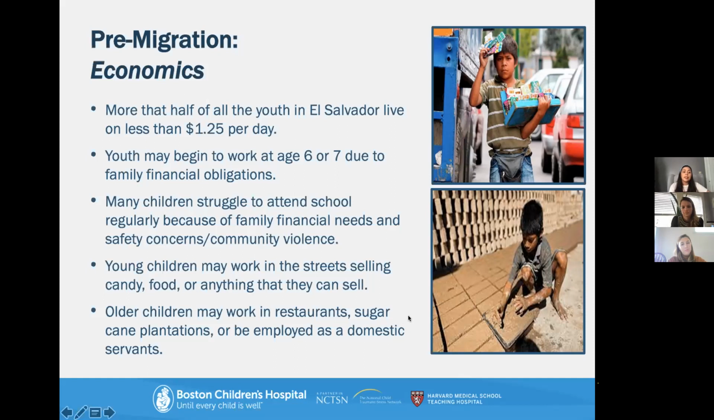Older children might work in restaurants, cane plantations, or be employed as a domestic servant. These jobs are really dangerous for everyone. And can you imagine your kid working as a domestic servant when they are supposed to be in school, when they're supposed to be learning? They are working for somebody else to provide for the family.